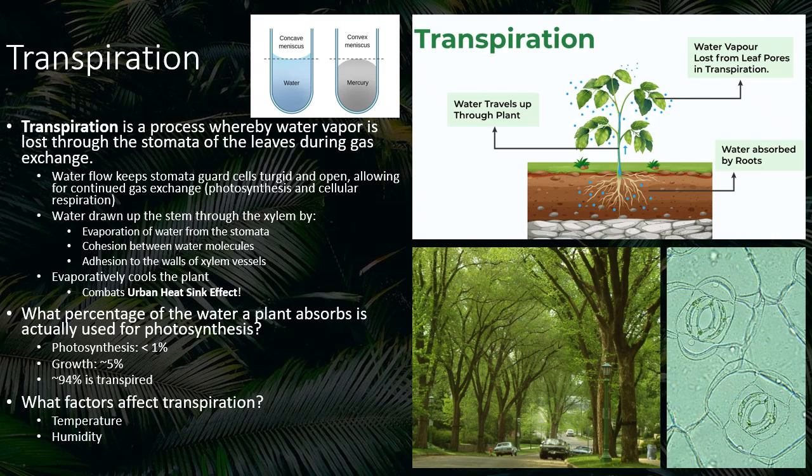So those are some of the forces that are helping water be pulled up the stem as the water vapor is lost through the stomata. Another thing that transpiration does that I think is often overlooked is it helps cool the plant through evaporative cooling. So as plants lose water vapor from the pores in their leaves, they're able to cool themselves. This is the same reason that human beings produce sweat.